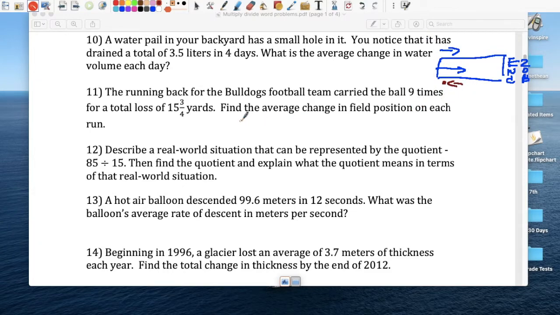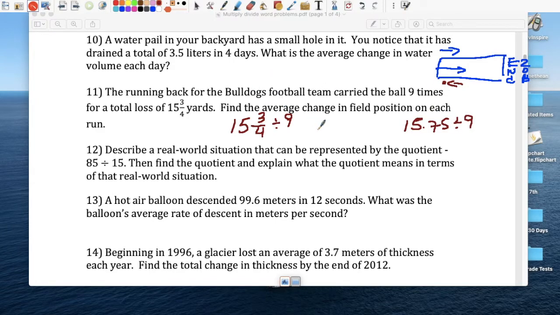So it's a loss. So again, your answer is going to be negative, because the change is negative. So we're going to do 15 3/4 divided by 9. So you have choices over here. You can do that, or you can do that, whatever you want. Remember, we have numbers we can manipulate in any way we want, the way you feel comfortable to find your solution. So I don't have a preference.